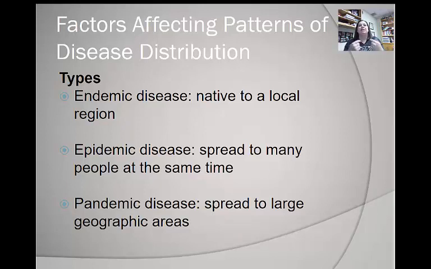Endemic diseases, though, can spread to what we call epidemic diseases. Epidemic diseases spread to many people at the same time. This is where it might be in a local area, but lots of people are exposed to it and are sick with it, or it could even spread to other areas as well. And then we see pandemic diseases, which means that it's spread even further to large geographic areas. So it's a progression. It starts as endemic, it becomes an epidemic, and then it can become pandemic.